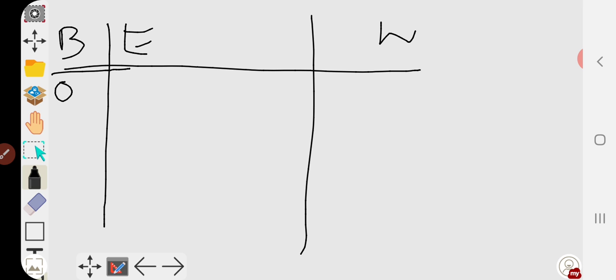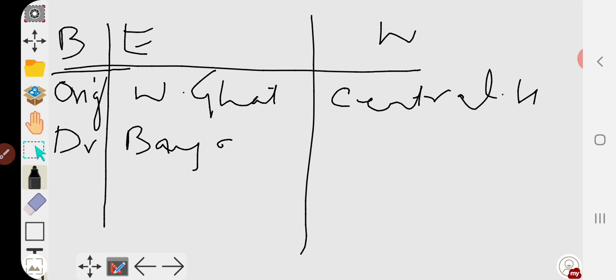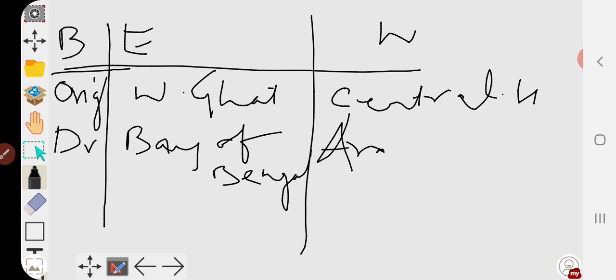Now first, origin, from where it is originating. East flowing is originating from Western Ghats. West flowing is originating from Central Highlands. Then comes the drainage, from where it is draining, towards which area it is draining. So east flowing is draining to Bay of Bengal, and west flowing is draining to Arabian Sea.